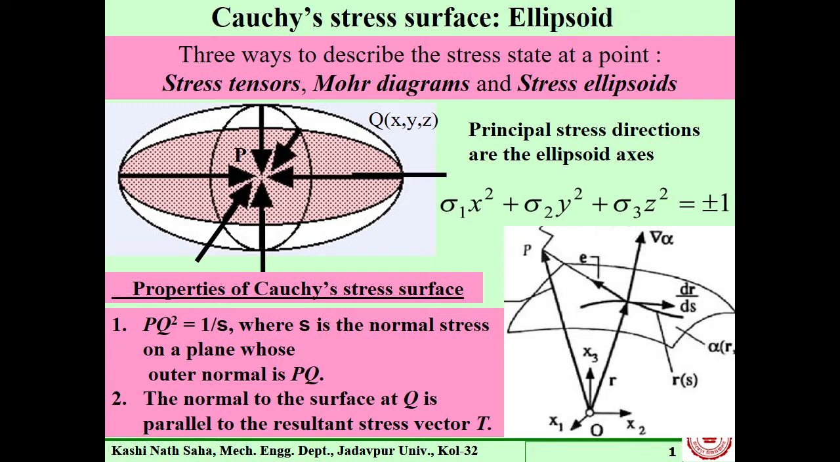Now, there is another property. What is the second property? The normal to the surface at Q.